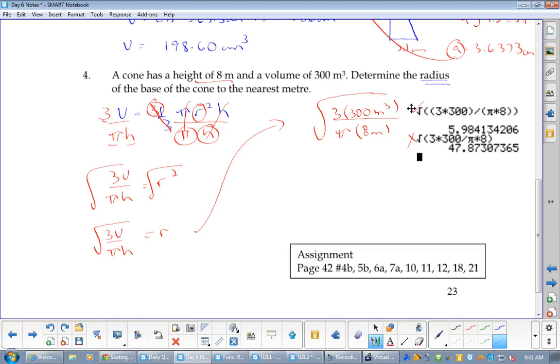And your calculator is the tool. If you do not know how to use the tool... So I'm going to write this down where we got 5.98. What's the units? Meters. Meters, right? Because radius, not meters cubed. This isn't volume. So r is 6 meters. Why? It says round to the nearest meter.